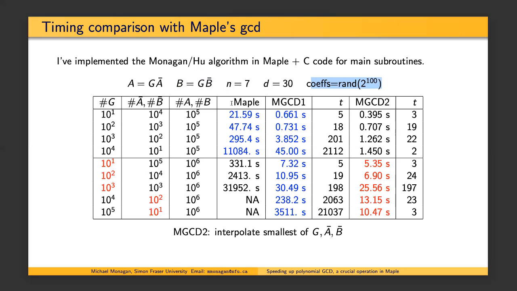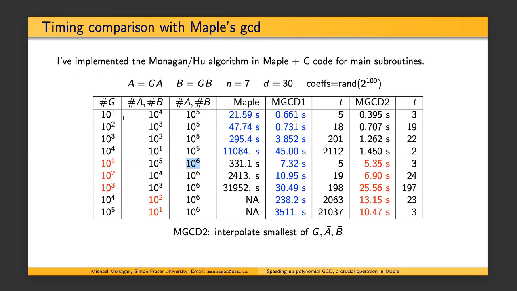And what I'm showing here is the time that Maple takes to compute the GCD of the polynomials, the time of our new algorithm, and we've made a further improvement to the Monaghan-Hu algorithm. So those timings are in this column. And there are 2 blocks of timings here. In the first block, the input polynomials have 10 to the 5th terms. In the second block, they have 10 to the 6th, a million terms.